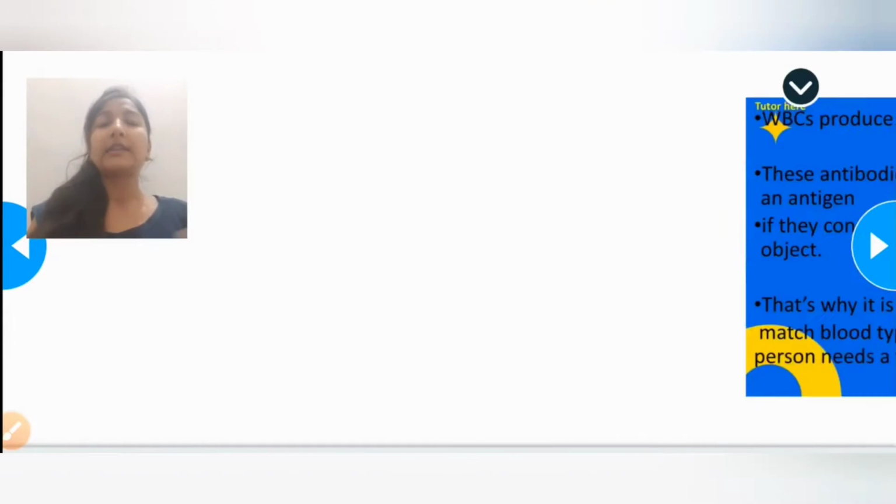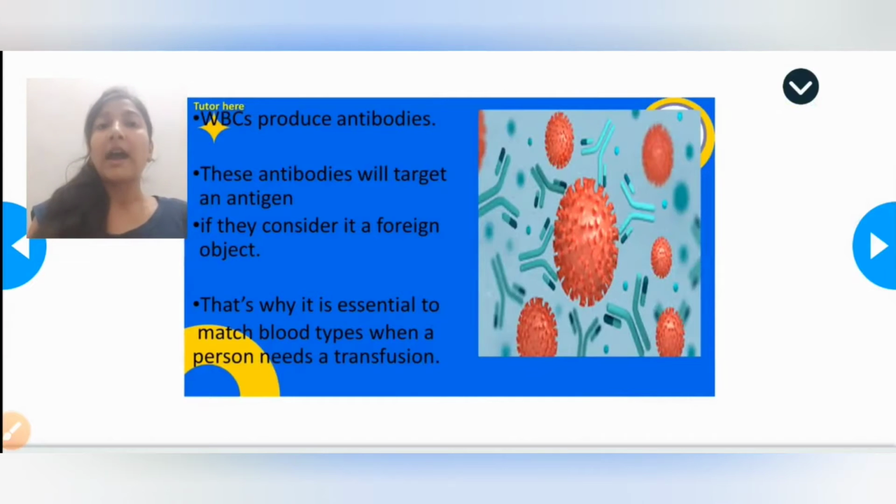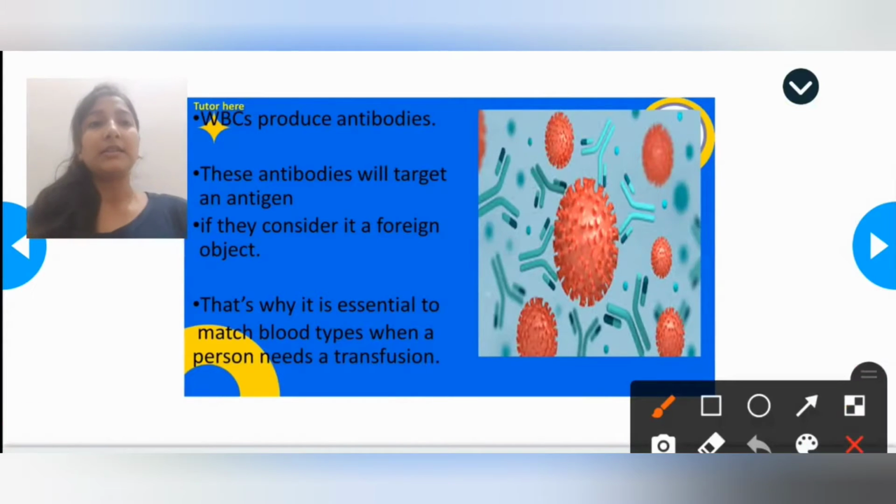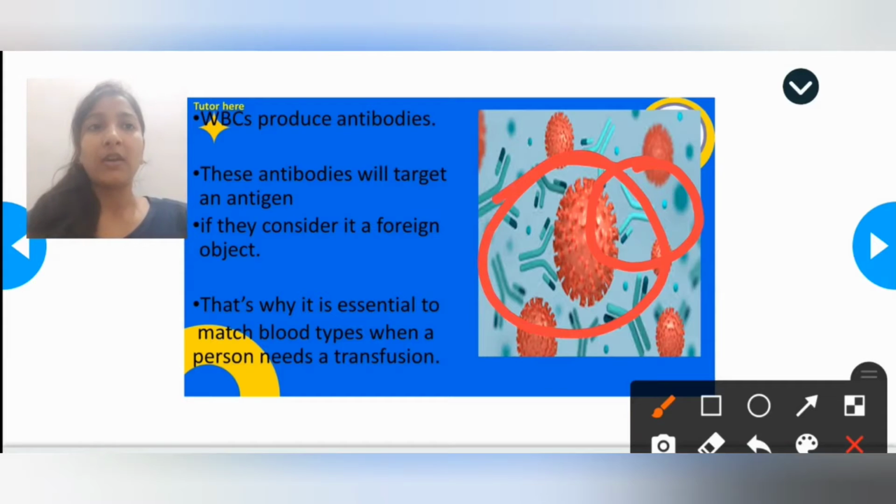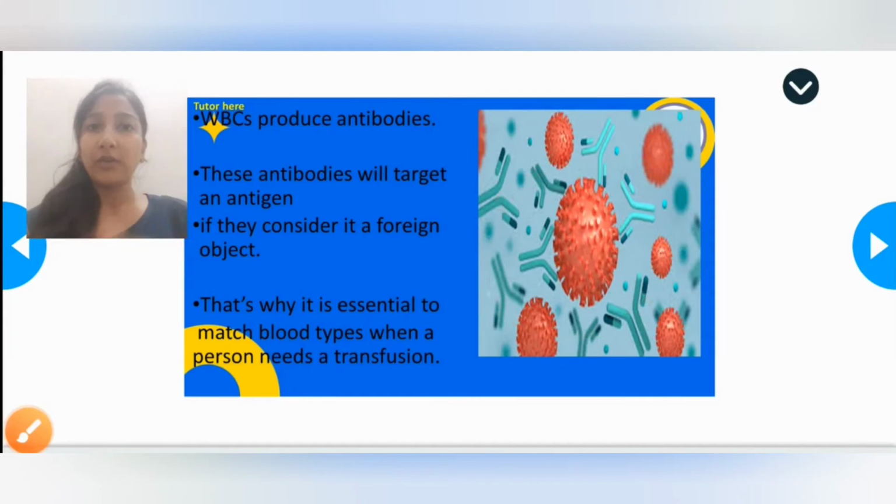How? They produce antibodies. And these antibodies will target an antigen and help in preventing illness. As we see in the picture, there are small structures, these are antigens or antibodies. Here are the red blood cells. On these red blood cells there are some dot like structures, these are antigens. These antibodies will attack the antigens on our red blood cells. If they find them foreign, they attack and kill them.